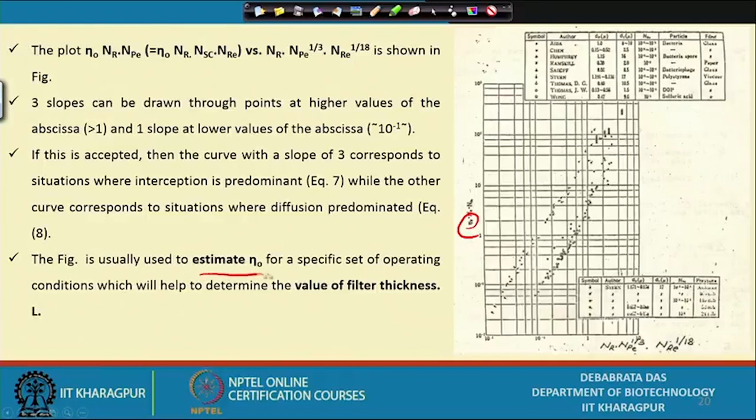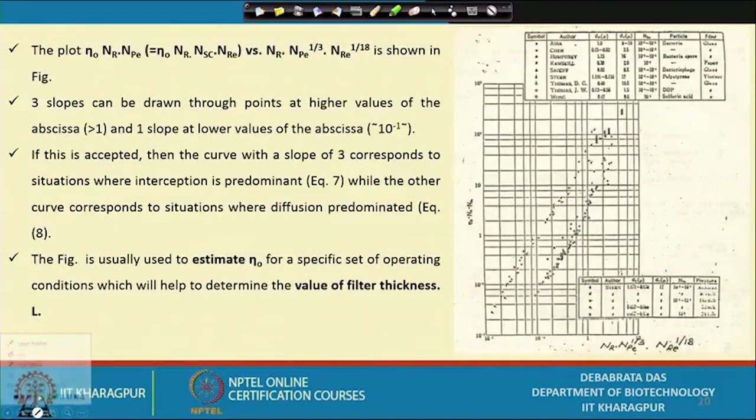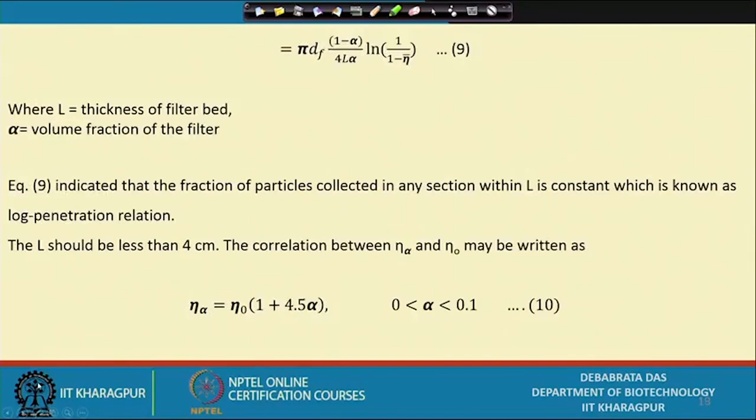Eta 0 is estimated for a specific set of conditions, to determine the value of the thickness of the filter. So, if you know the eta 0 value, then we can find out the eta alpha value. If you know the eta alpha value, then I showed you that if you put eta alpha, TF we know, alpha you know, and collection efficiency you know, then we can easily find out the thickness of the air filter. We can design the air filter very easily.